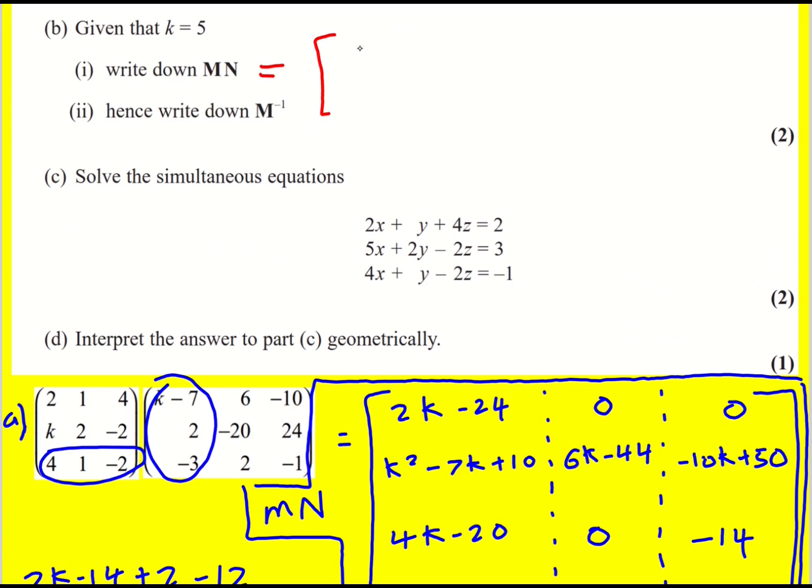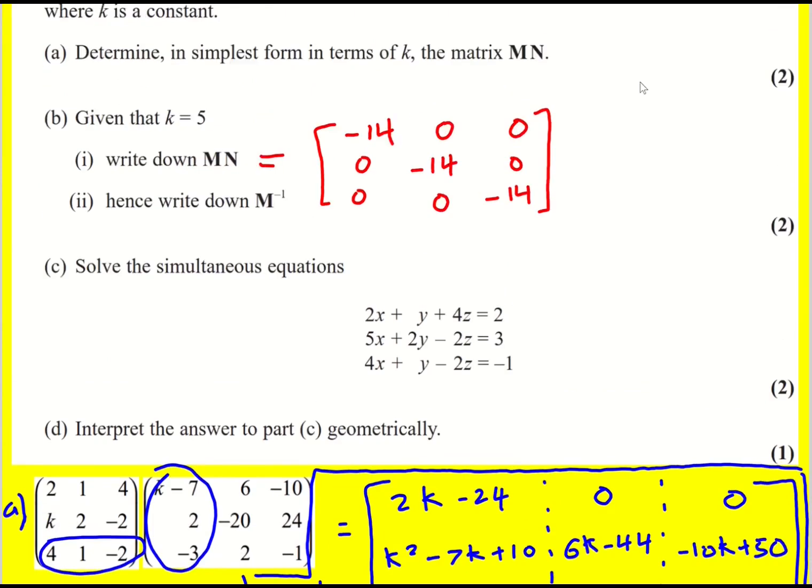I'm going to get 10 minus 24, which is minus 14. k squared minus 7k plus 10 becomes 25 plus 10, 35. Minus 35, I get 0. And 4 times 5 minus 20 is also 0. We keep our zeros here. 30 minus 44 also becomes minus 14. Then 0, this becomes 0, and this becomes minus 14. So there we go, we get this diagonal matrix.